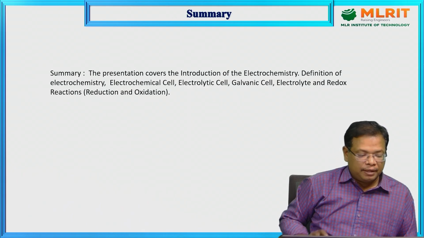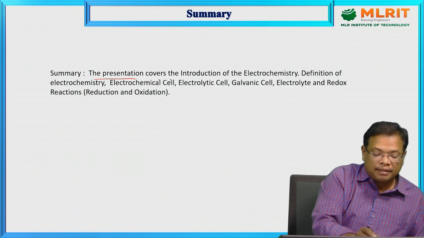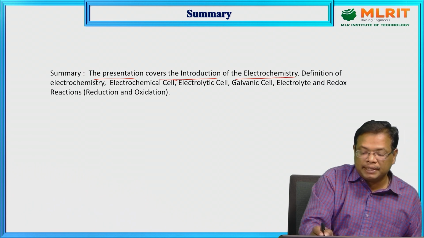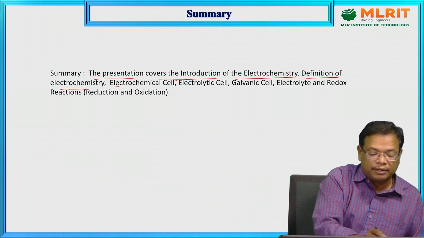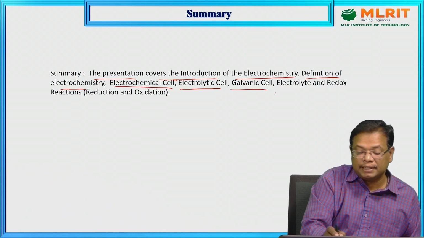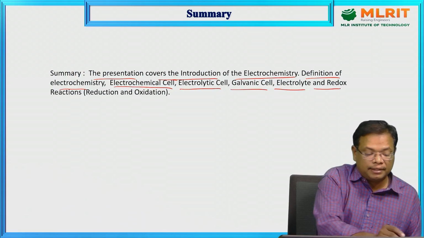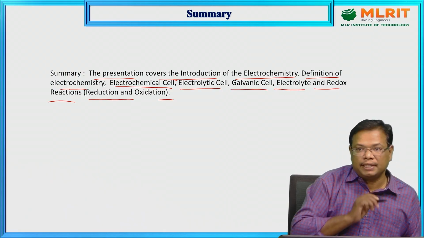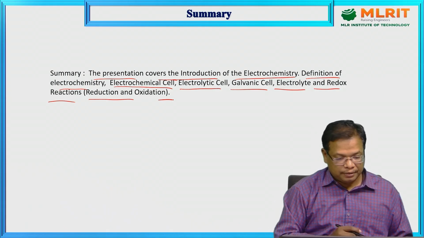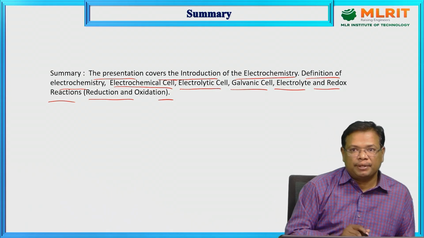Summary. In the summary, the presentation covers the introduction of electrochemistry, definitions of electrochemistry and electrochemical cell, electrolytic cell, galvanic cell, electrolyte, and redox reactions, reduction and oxidation. This is the complete picture of the introduction part of electrochemistry.